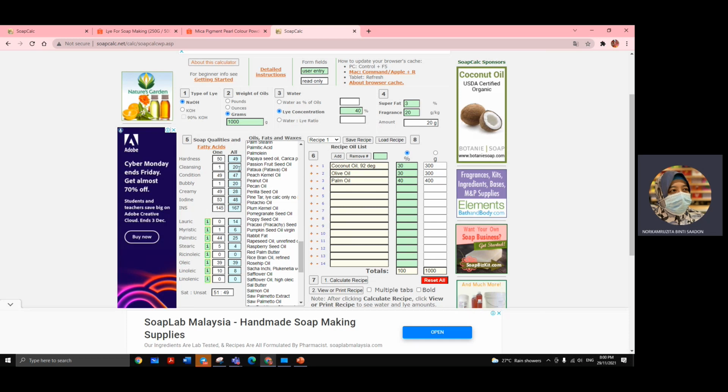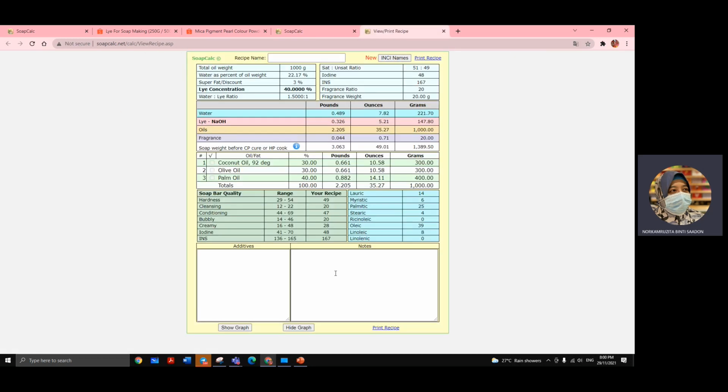For all, you have 20 points. This is 49, bubbly 20, creamy 28, and so on. That is the only thing that is very important. Let's say you're going to click here. Just recheck the hardness. So this is your recipe. You plan to have 1,000 grams.